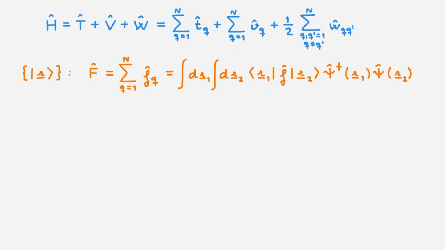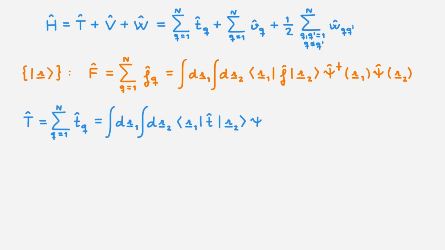In our case, we have two one-body operators. The first is the kinetic energy, which we explicitly write as a symmetric sum over single particle kinetic energy operators. And in second quantization, the kinetic energy is given by the integrals over R1 and R2 of the corresponding matrix elements times the creation field operator at R1 and the annihilation field operator at R2.